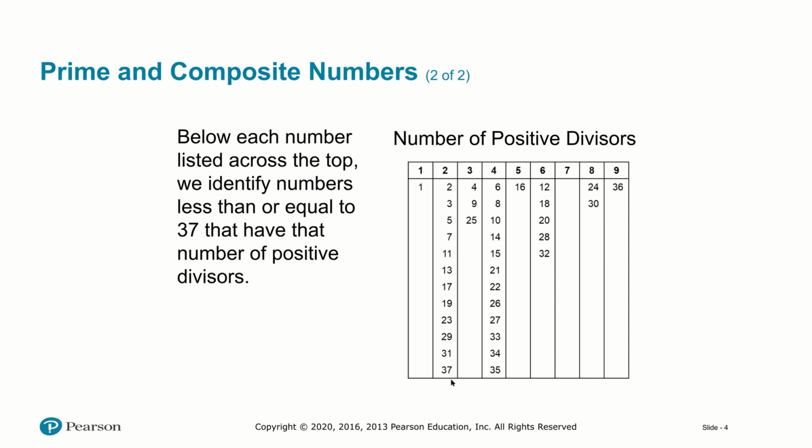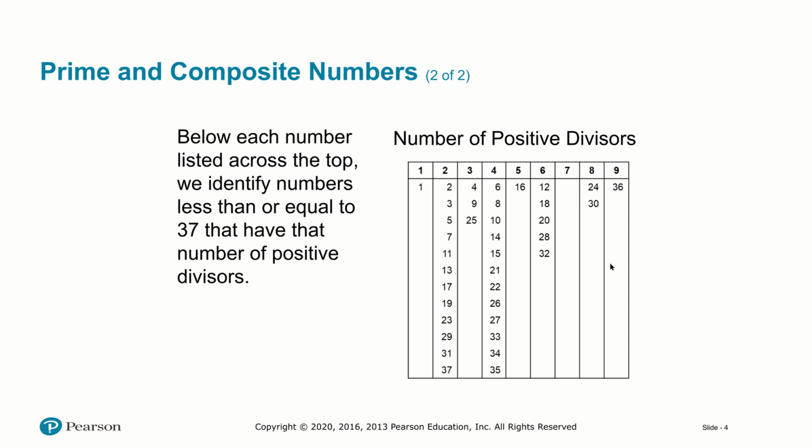Here are all the numbers between 0 and 38, or less than or equal to 37, that have 2 divisors. These are very special numbers, because as we're going to see, their only divisors are 1 and themselves. They have a special name. We call them prime. We'll get to that in a minute. These numbers here have 3 divisors. The numbers you see listed in this column each have 4 divisors. This number has 5 divisors.